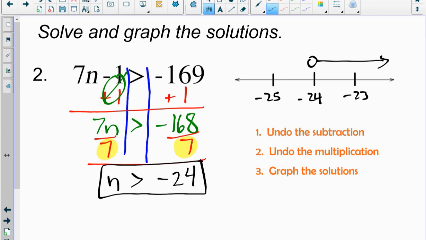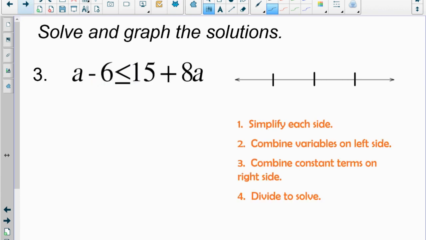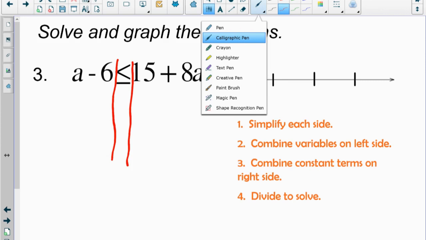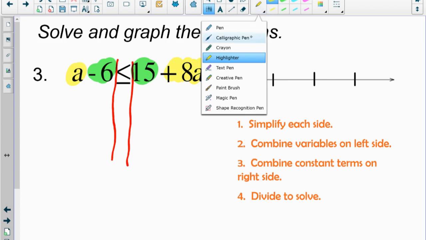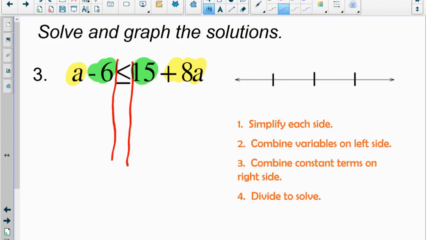All right, here's number 3. Solve this multi-step inequality. This time I notice I have variable terms on both sides. So I have a variable term, constant term, variable term.